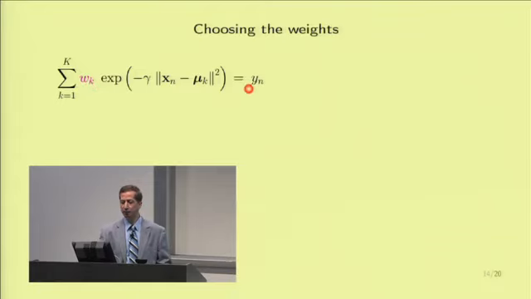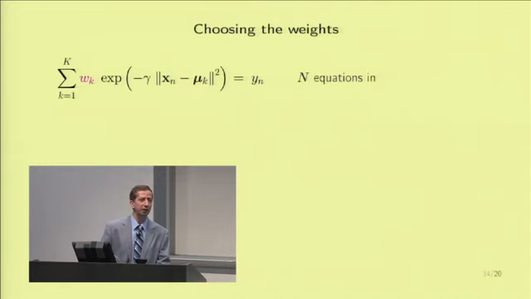So w_k, this is y_n, okay? And I ask myself the same question. I want this to be true for all the data points if I can. And I ask myself, how many equations, how many unknowns? So I end up with N equations. Same thing, I want this to be true for all the data points. I have capital N data points, so I have N equations.